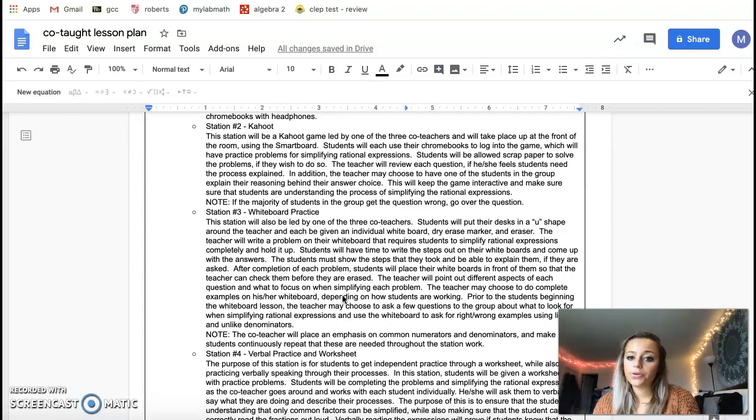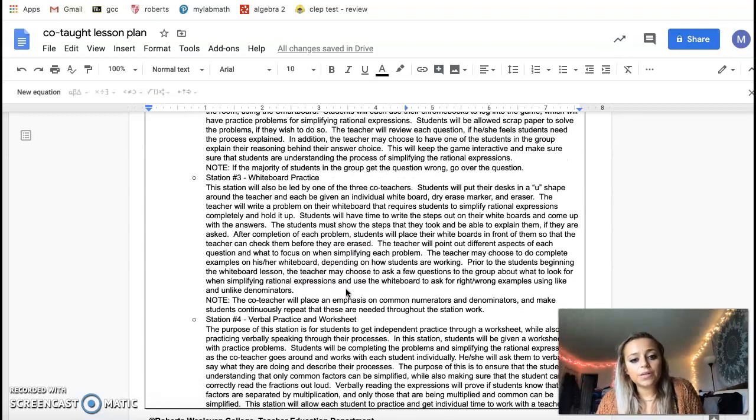The teacher will review questions if he or she feels the need to do so, or needs to explain a process, because they can pause the game. The teacher can also choose to have a student in the group explain reasoning behind their answer choice, which can keep the game interactive and make sure it's not just a game for students to click in an answer, and make sure students are actually thinking about the process of simplifying rational expressions. It's also important that if the majority of students get the answer wrong, then the co-teacher will go over the answer and the question. Station 3 is whiteboard practice.